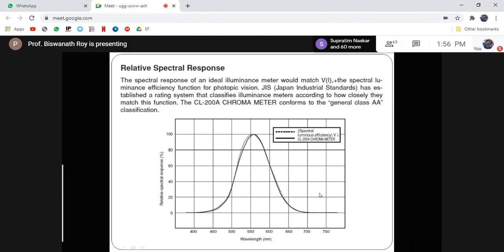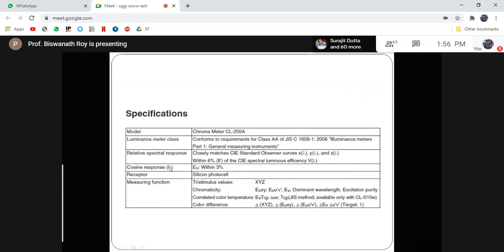This matching is represented by the number F1. The mismatch is within 6%, right? So this is the specification of the instrument. This F1 prime represents the numerical value of the matching. It is within 6%, right?